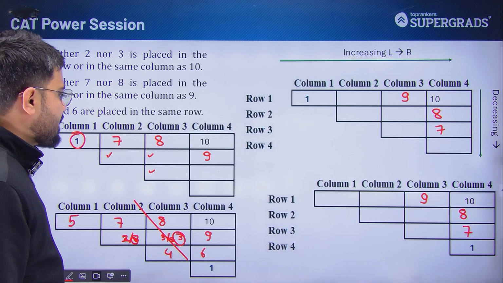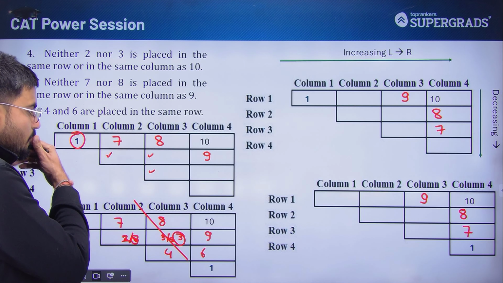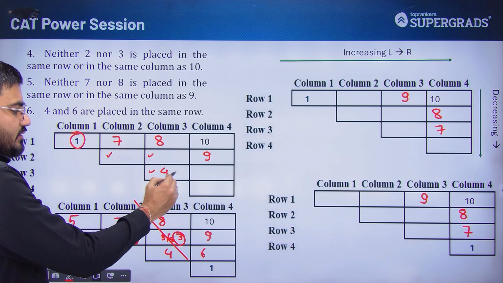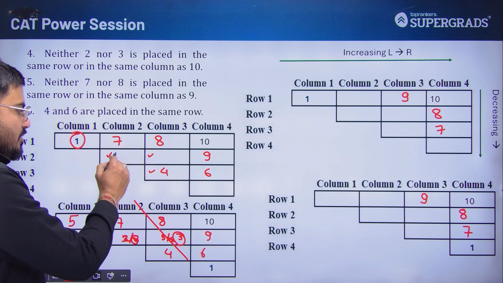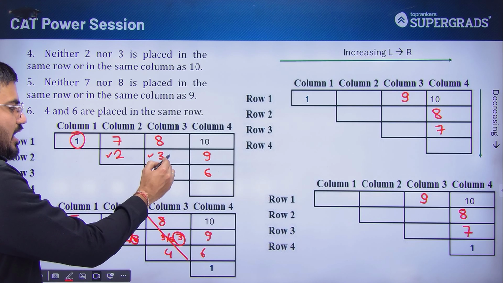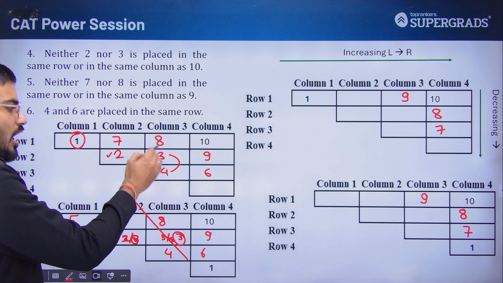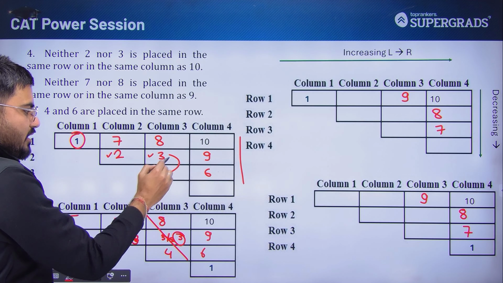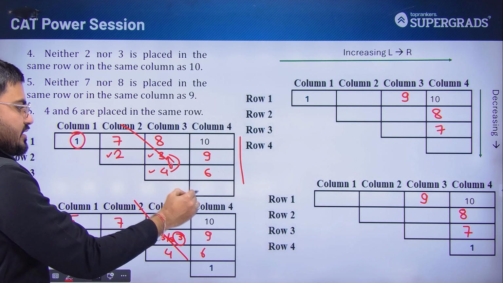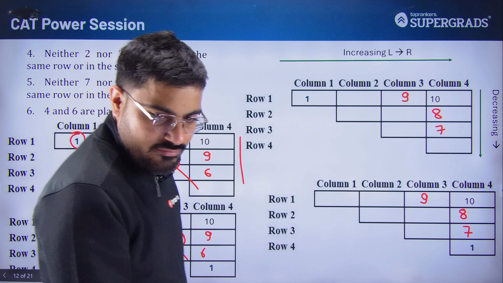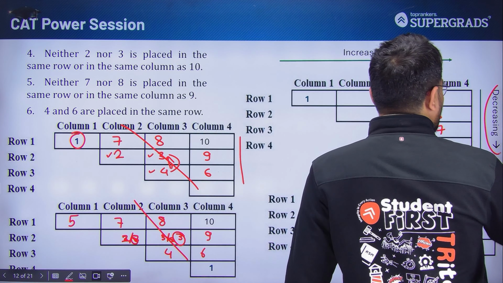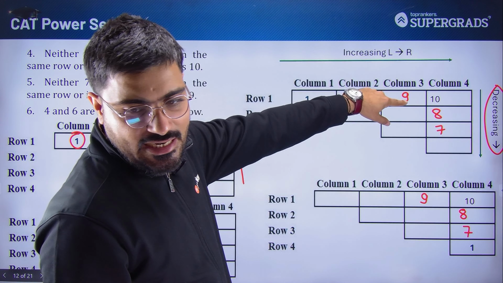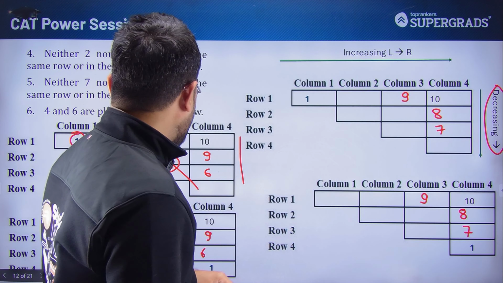Now let's look at this case. In this case, if 1 comes here, then what happens? 2, 3 will come here or here. Since I need 4 and 6 in the same row, they will come here. So 2 and 3 will come in this order. Again, the contradiction is 3 cannot come above 4 because from here to here it is decreasing, but for this it is increasing. So this is eliminated. So we have eliminated 2 cases only on the basis of this condition. But if I am not mentioning this, I will forget this.